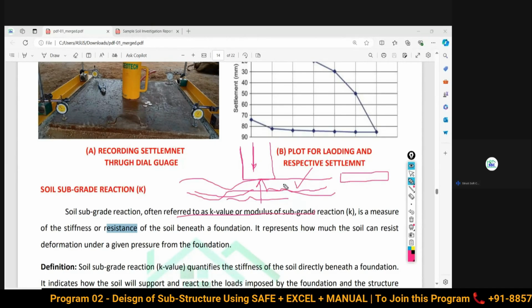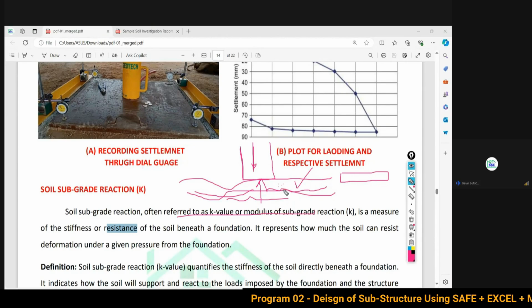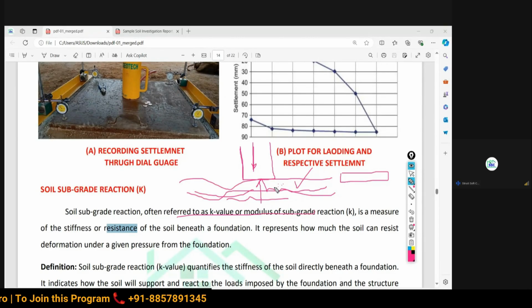But when you come to talk about the soil, soil is not in a connected form. So soil does not have that much stiffness. It all depends on its compactability. How much the compactability is there, accordingly soil is going to exhibit its strength against your loading.